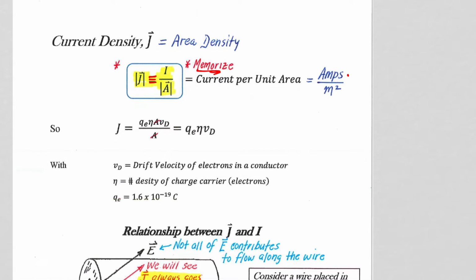I has units of amps. Area has units of meters squared. So the current density is the amps per meter squared flowing through the wire.